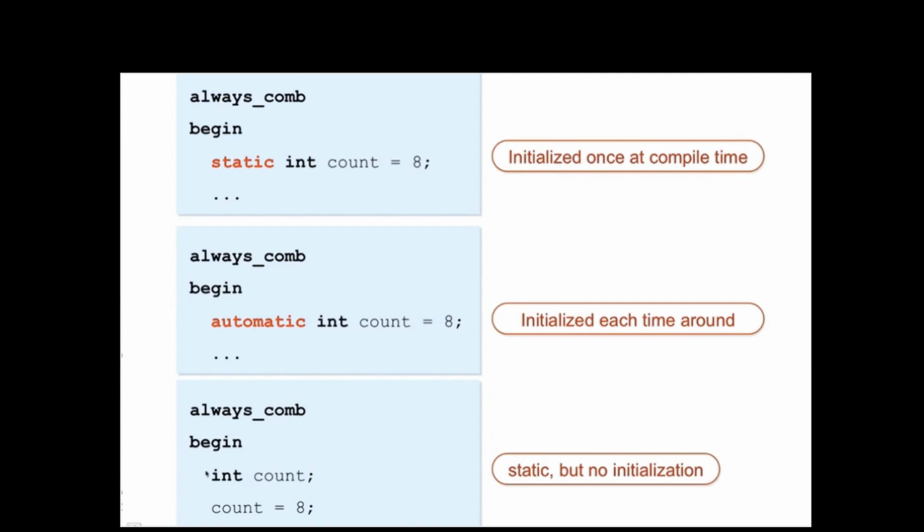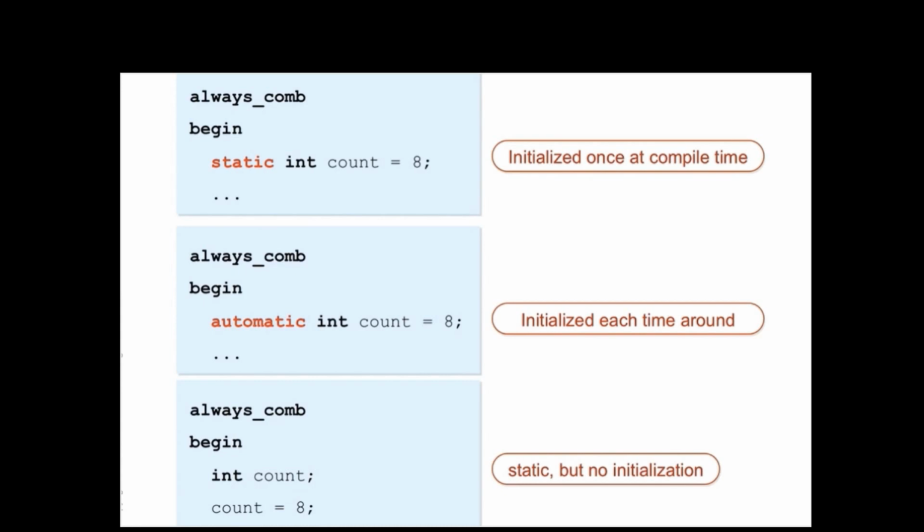And then finally, this is normal. Again, static is actually the default. So in this case, count is declared as a static int, but it's not initialized. So it'll start out at the default value of int, which is 0. In this case, we assigned it to 8. But again, it maintains its value from invocation to invocation of the always block.